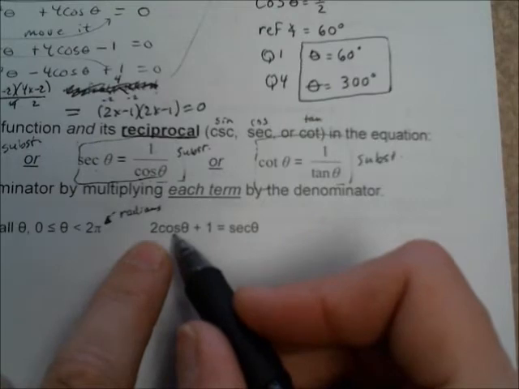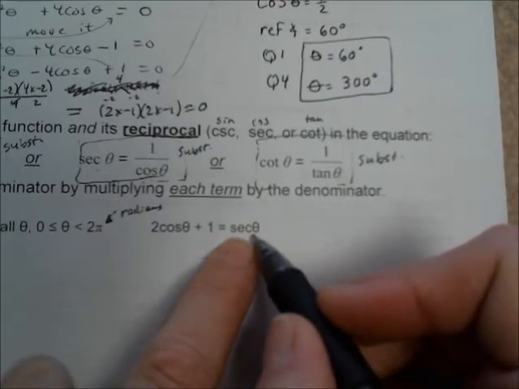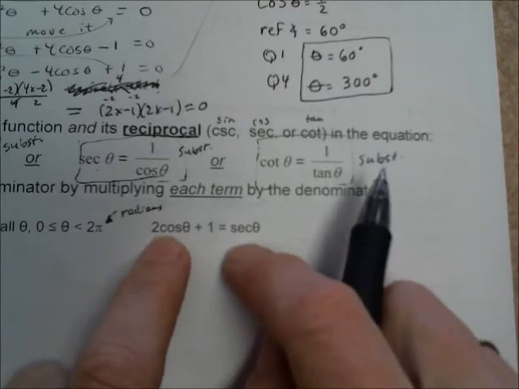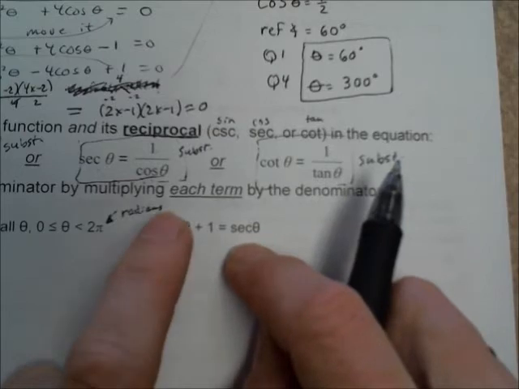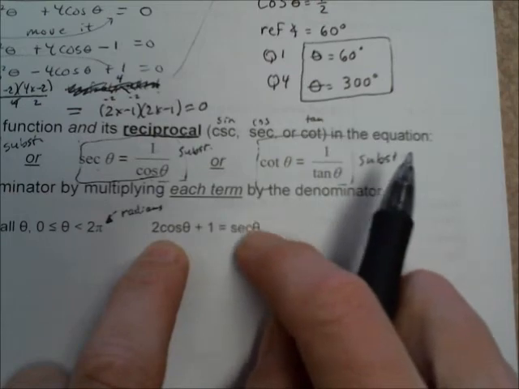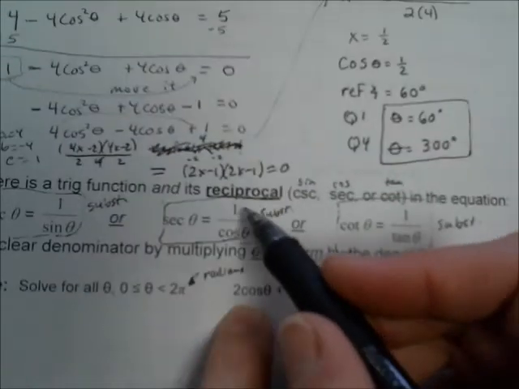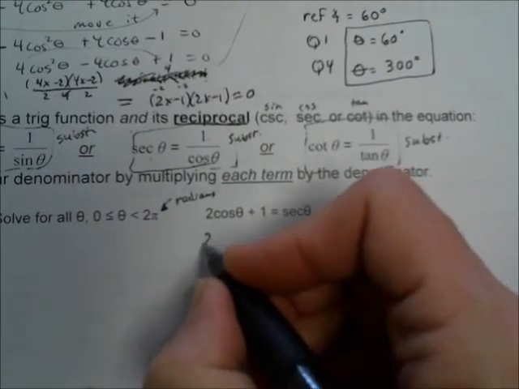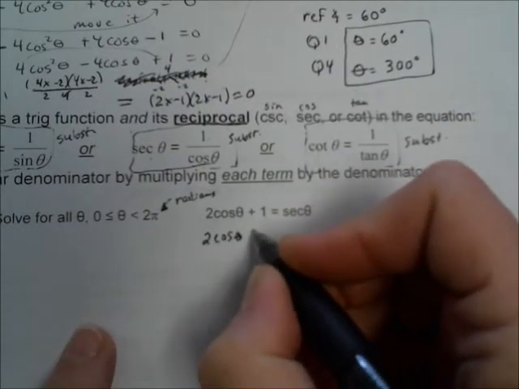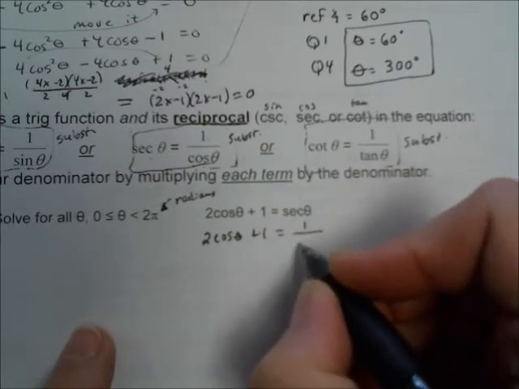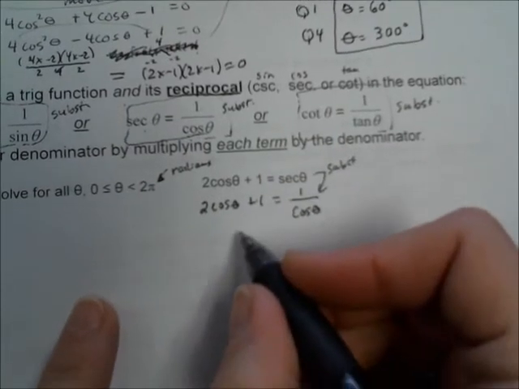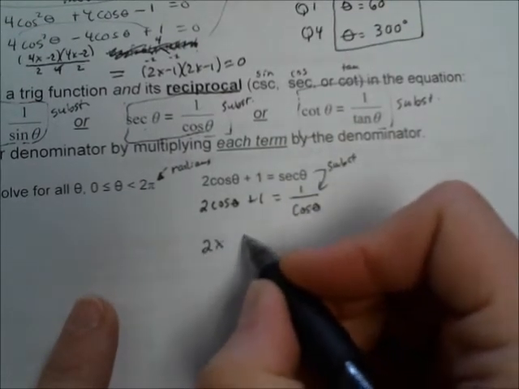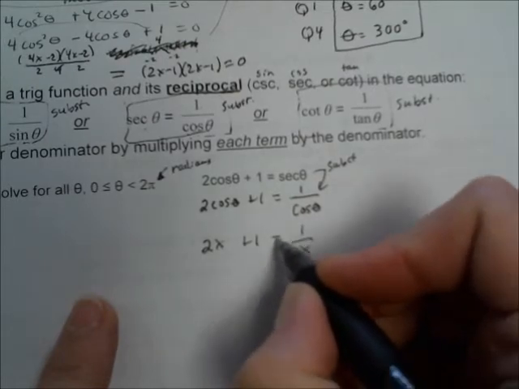So here we have a cosine and a reciprocal of the cosine in the same equation. This could have been sine and cosecant, or tangent and cotangent. But if you have a regular trig function and its reciprocal, you're going to take the secant out and substitute in 1 over cosine for it. So we're going to drop this down as 2 cosine theta plus 1 is equal to 1 over the cosine of theta. That's the substitution. So this is actually like 2x plus 1 equals 1 over x.